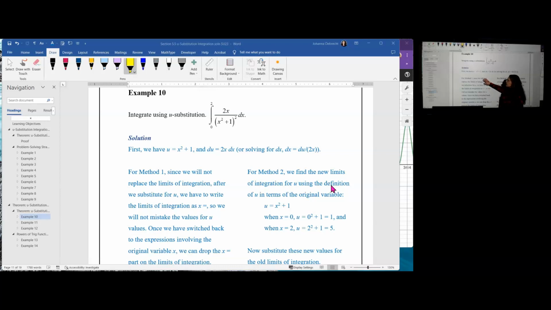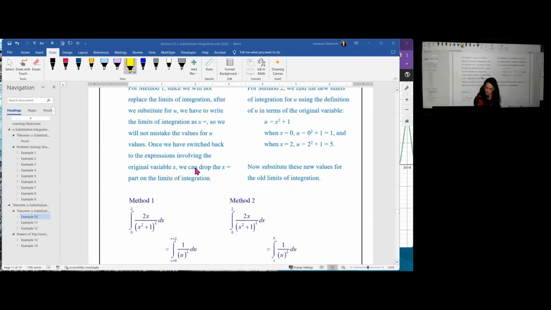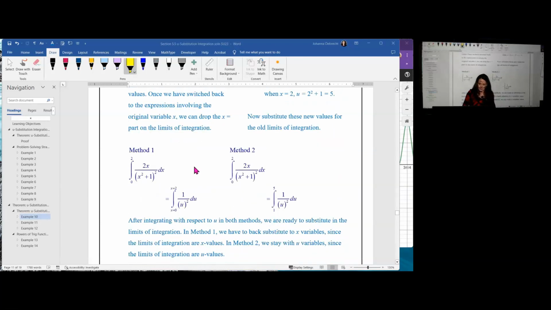For method 1, we're not going to replace the limits of integration, x equals 0 and x equals 2. Instead, we'll substitute for u and du. We'll integrate with respect to u, then back substitute to the original variable x. Let's take a look at what that would look like.